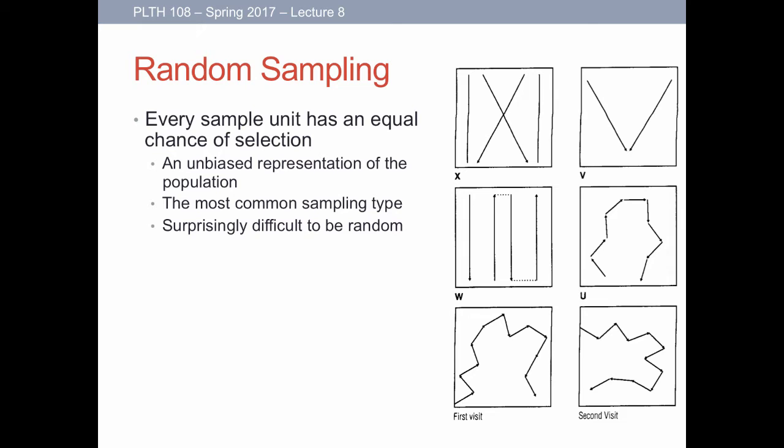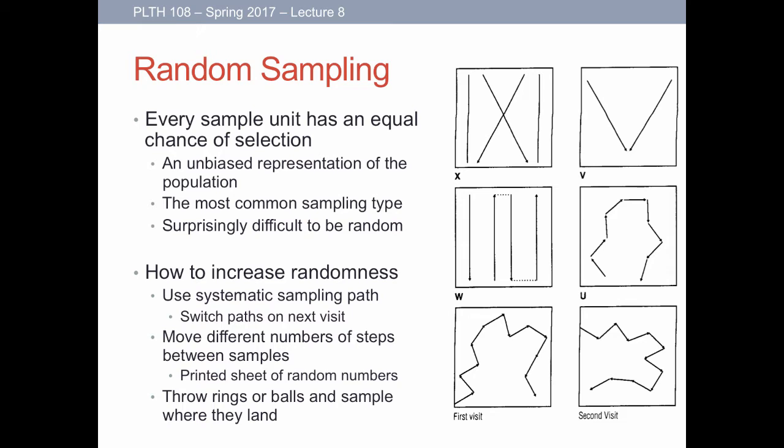We have a lot of innate biases that we might not be thinking of while we are sampling. So sometimes it's useful to have a plan in place when you go out to increase randomness. There's a couple ways you can do this. One of which is you can come at this with a plan to do a systematic sampling path.